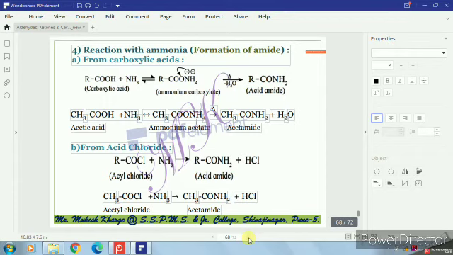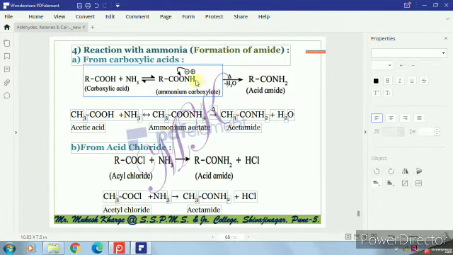The next one is the reaction with ammonia, and this gives amide as a product. So first is from carboxylic acid. When carboxylic acid is treated with ammonia, it gives a salt, because carboxylic acid is acidic in nature, ammonia is base, and when acid and base react, they produce a salt. So what is the salt? RCOO minus NH4 plus. That is called ammonium carboxylate.